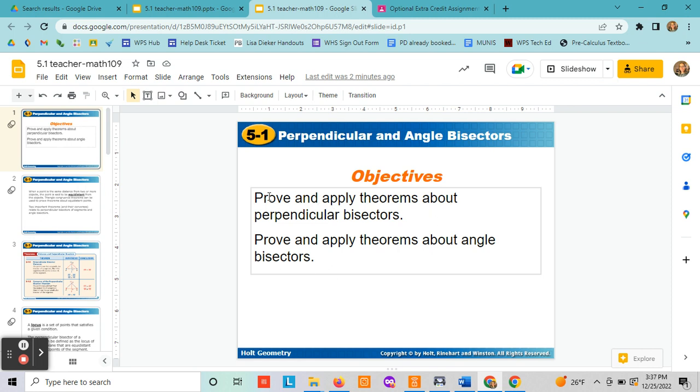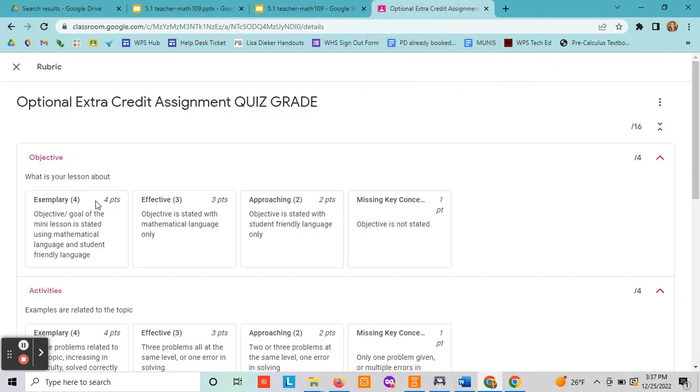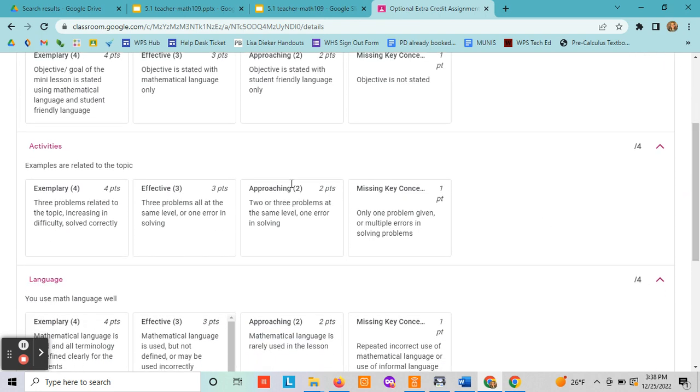So in good news, we did this proof in class for the theorems about perpendicular bisectors and angle bisectors. Our objective in this lesson really is just going to be to apply those theorems. So I think I did an effective job. In the video, hopefully you'll think that I did an exemplary job, but we'll get to that.